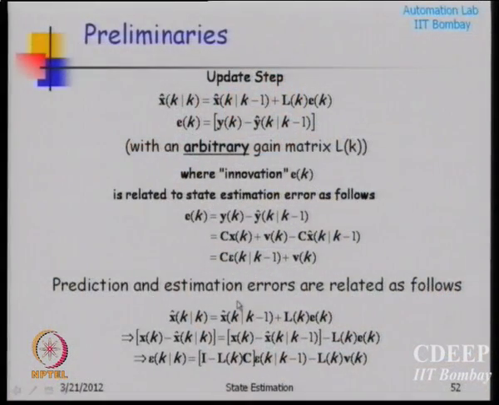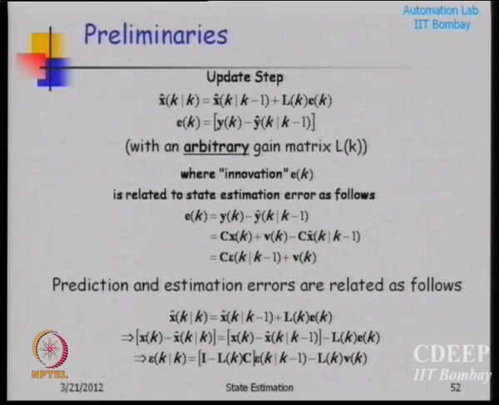So now what I have done here is I have written x hat k given k as x hat k given k minus 1 plus LK EK, but EK is nothing but C epsilon k plus vk. So I have derived a combined expression. This is just algebra. If you have notes, just look at it.